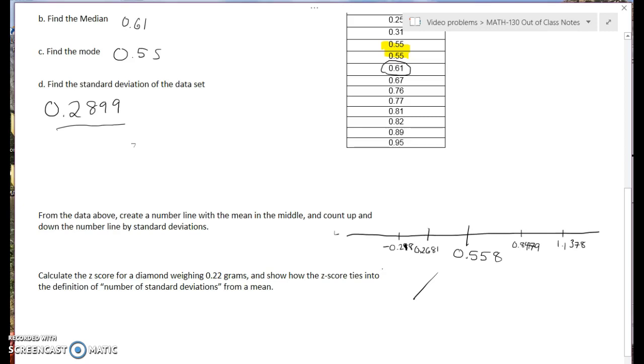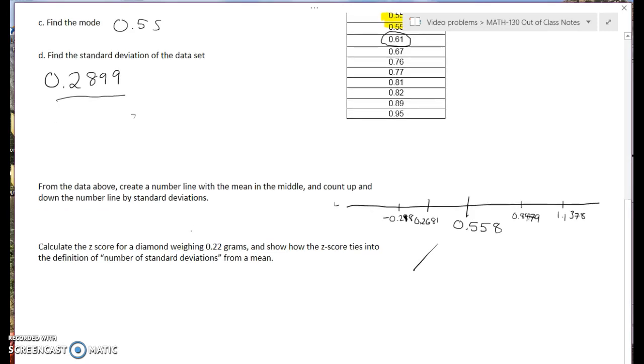Alright, now it says calculate the z-score for a diamond weighing 0.22 grams and show how this ties into the definition of number of standard deviations from a mean. So the formula for z-score for a value x is you take the x value minus x bar, which we call the mean, and we divide that by the standard deviation.